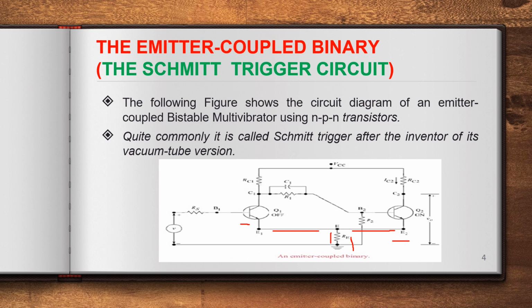Initially, this emitter coupled binary was implemented by using vacuum tubes. Later on, these vacuum tubes were replaced by NPN transistors, and it was designed by Schmitt. That's why this particular circuit is also called the Schmitt trigger circuit. So it is popular as the Schmitt trigger circuit only, as it was designed by Schmitt.